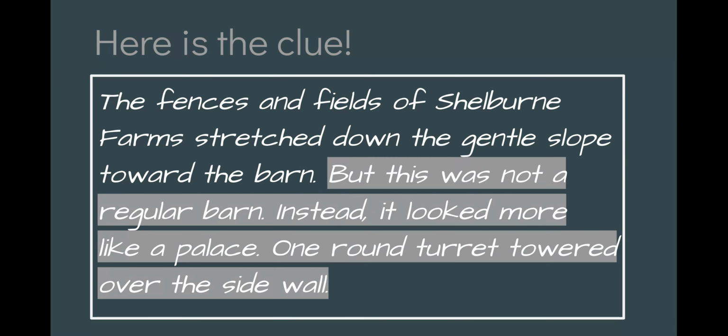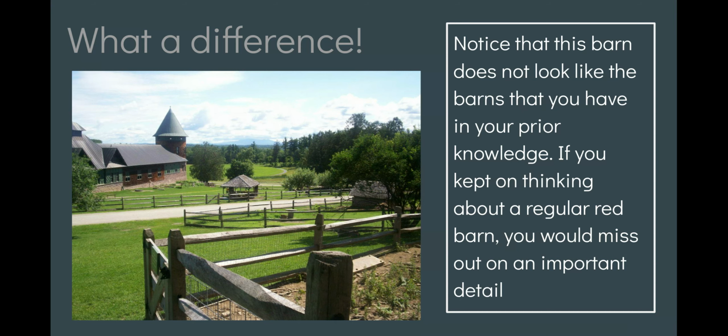So here's the clue. This was not a regular barn. Instead, it looked more like a palace. One round turret towered over the side wall. That's the clue the author gives you, and it completely changes that picture that you formed in your mind. This is more what the author is talking about. This barn doesn't look anything like that red barn that we first pictured. If I kept on thinking about a regular red barn, I would miss out on an important detail of the story.